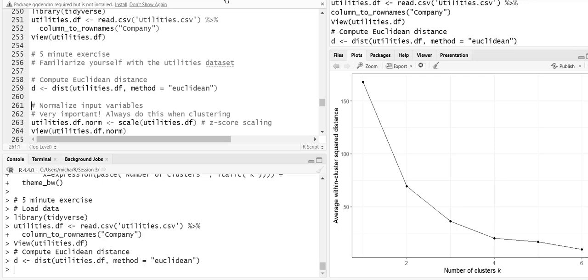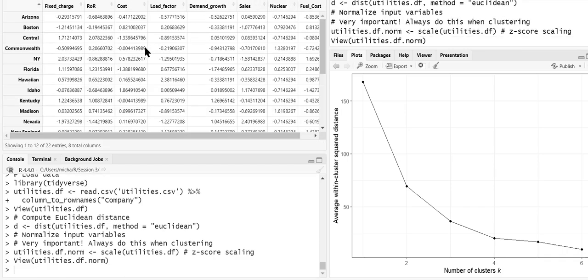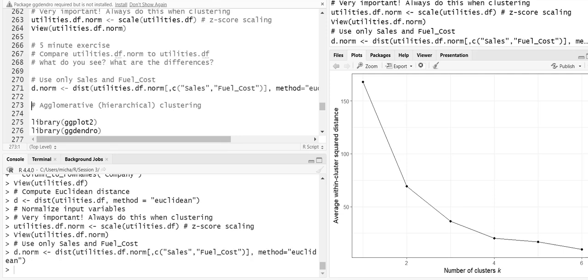So the first thing we're going to do is compute the Euclidean distance, just so that you can see how that's done. But one thing that's very important to do is to scale. Since we're taking distances, if we don't scale, normalize all of the variables, then some of them will overwhelm others. And you can see that this is what it looks like when we z-score scale them. Now we're only using sales and fuel cost.